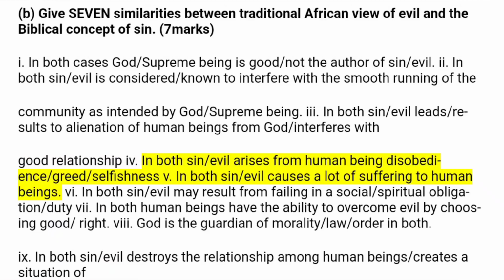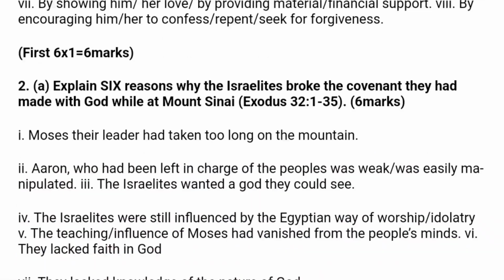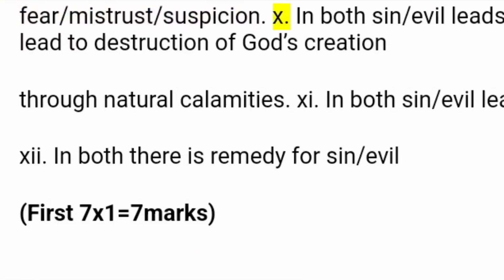v. In both, sin, evil causes a lot of suffering to human beings. vi. In both, sin, evil may result from failing in a social, spiritual obligation, duty. vii. In both, human beings have the ability to overcome evil by choosing good, right. viii. God is the guardian of morality, law, order in both. ix. In both, sin, evil destroys the relationship among human beings, creates a situation of fear, mistrust, suspicion. x. In both, sin, evil leads to punishment from God, and can lead to destruction of God's creation through natural calamities.